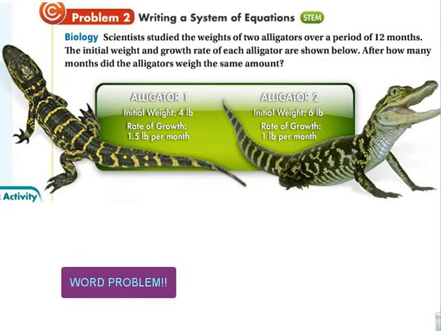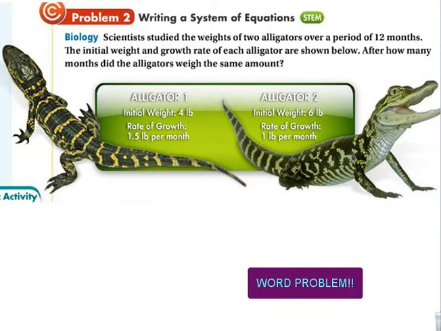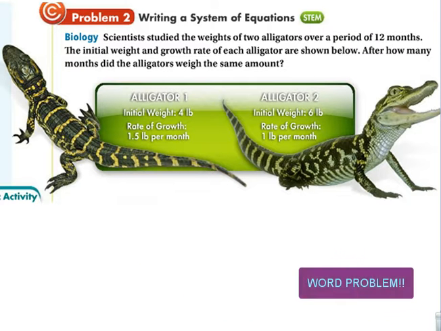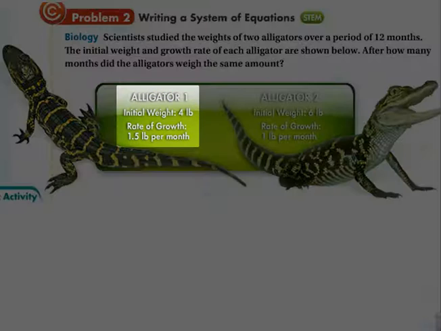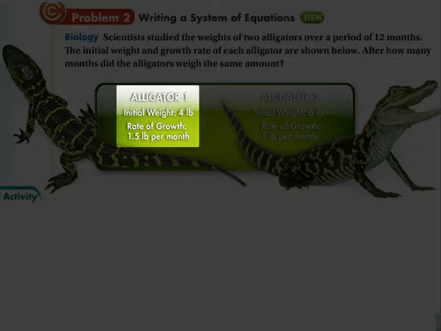Now, writing a system. They give you a word problem, and your job is to come up with the two equations and then determine after how many months the alligators weighed the same. Here are two different alligators over a period of 12 months. The first one weighed 4 pounds, and it gained 1.5 pounds per month.